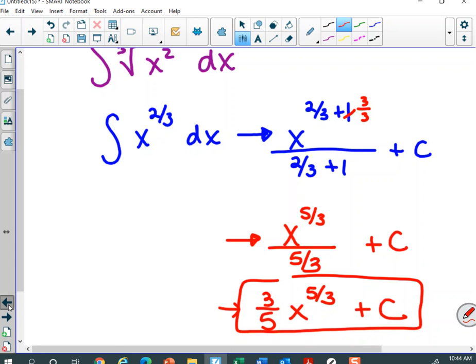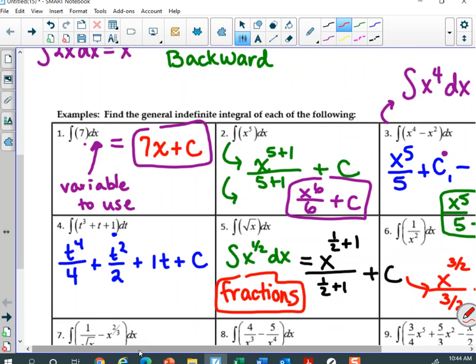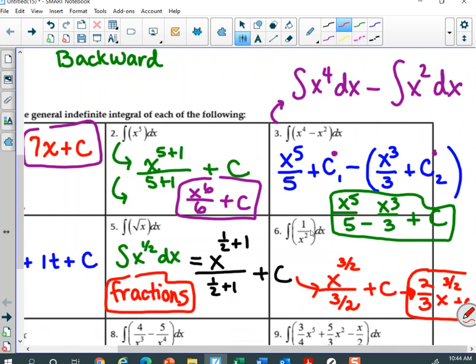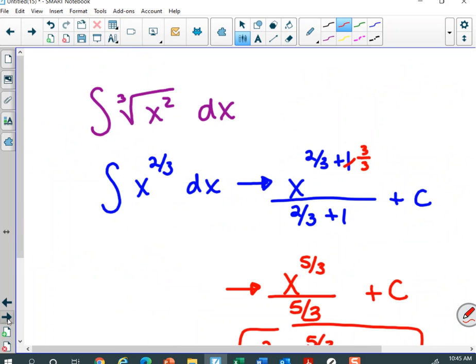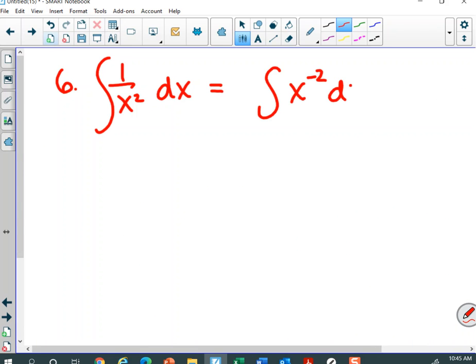Okay, so the other thing, things that look quotient-y. Exponents and denominators. Not good for backward power rule. I'm going to add number 6 to a new page here. We'll be all organized later. So number 6, when I have 1 over x squared, I need to think about that as x to the negative 2.